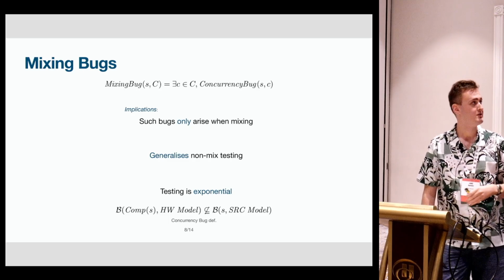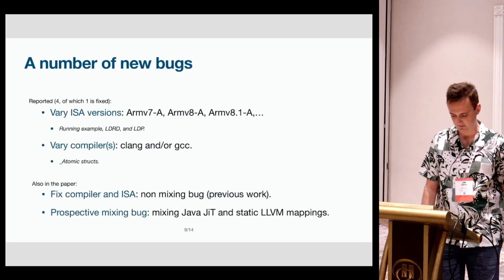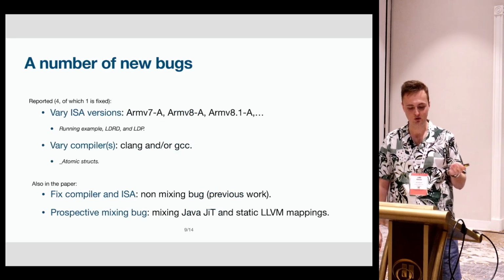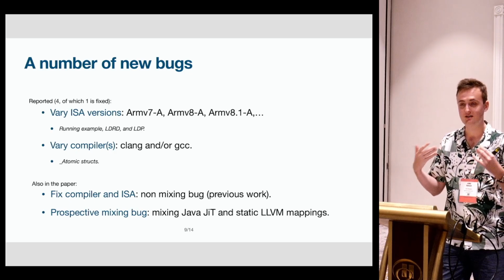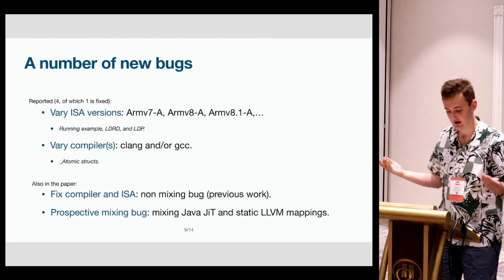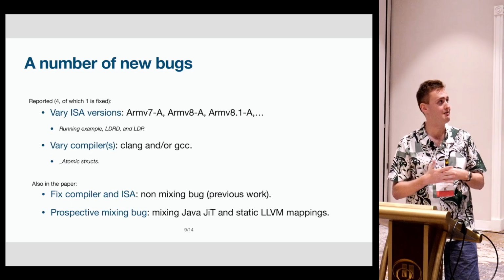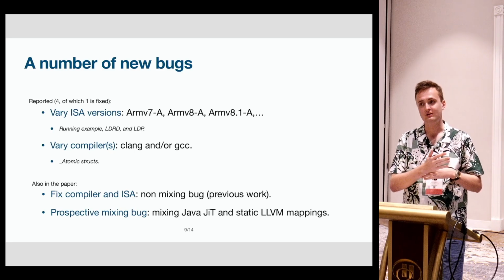Cool. So that's the technique, the tool, and these mixing bugs. To give you an example of how some of these bugs arise, we've given you an overview here as well. These bugs can arise when you mix together ISA versions like ARMv7 and ARMv8, or ARMv8 and ARMv8.1. There's a running example there where we mix together ARMv7 and ARMv8 mappings. However, this can apply in other cases too.